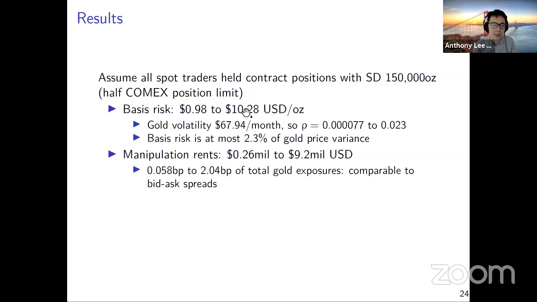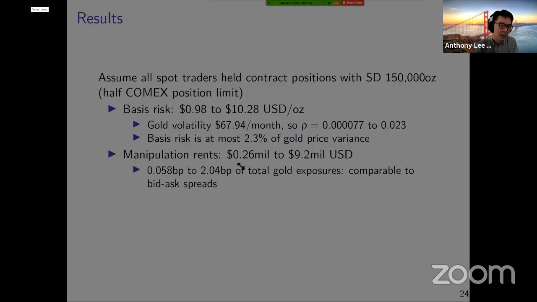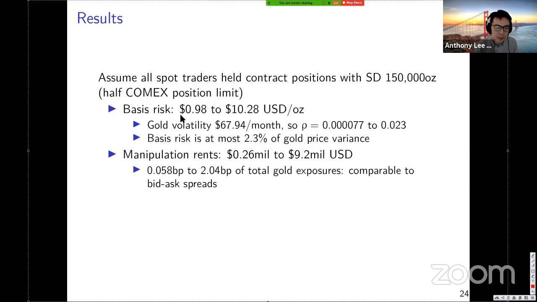I can tell you basically that manipulation, if agents held contract positions half the COMEX position limit, would add noise to auction settlement prices between $1 to $10 US an ounce. $10 US an ounce is non-trivial relative to gold volatility of $67 a month. But the variance ratio is still relatively low. Sort of at my upper bound implies that noise caused by manipulation would be something like 2% of factor risk month over month. Manipulation rents are fairly trivial. They're sort of non-trivial in absolute terms, but per contract held by hedgers, there's something like 2 basis points of total exposure. So it's comparable to bid-ask spreads.